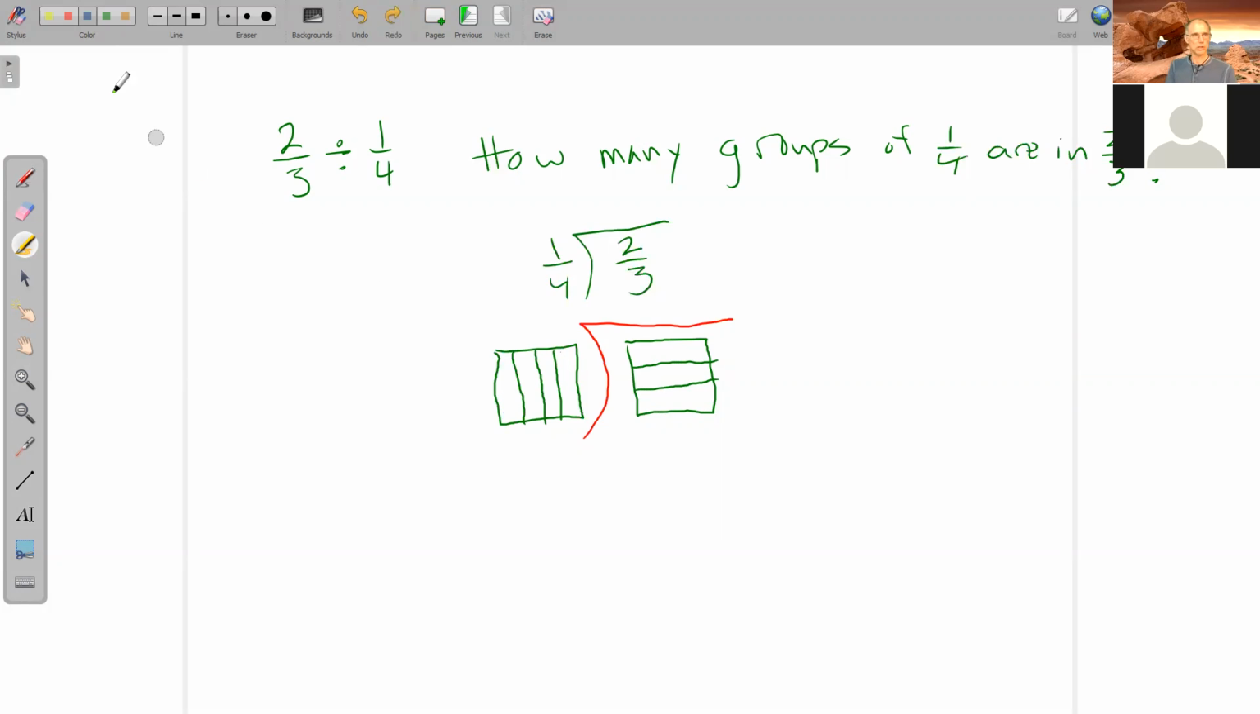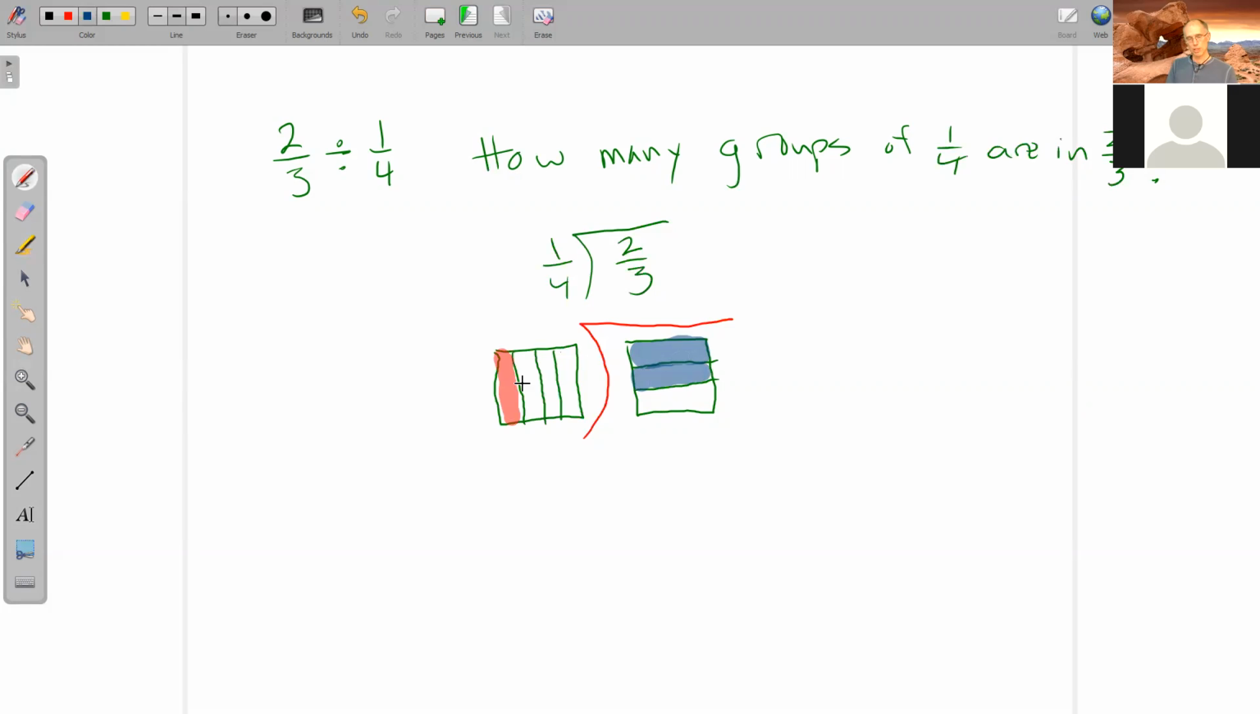Actually, use a different color. Let's go red like the other picture. So there's my 1/4. And here's my 2/3. And again, if I have to draw this, I'd much rather draw squares and rectangles than hexagons. A little easier.